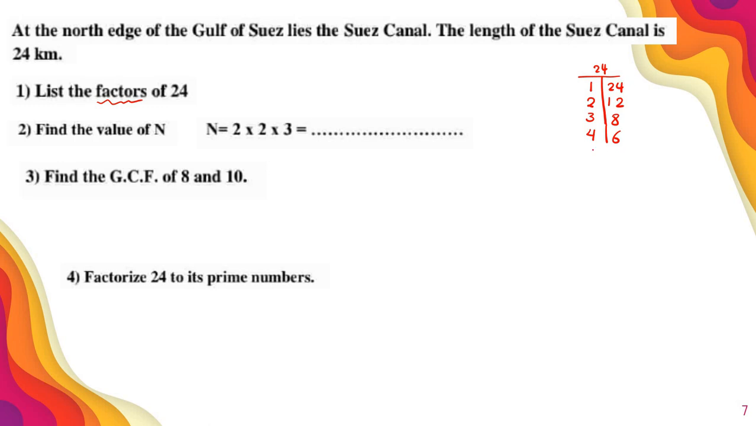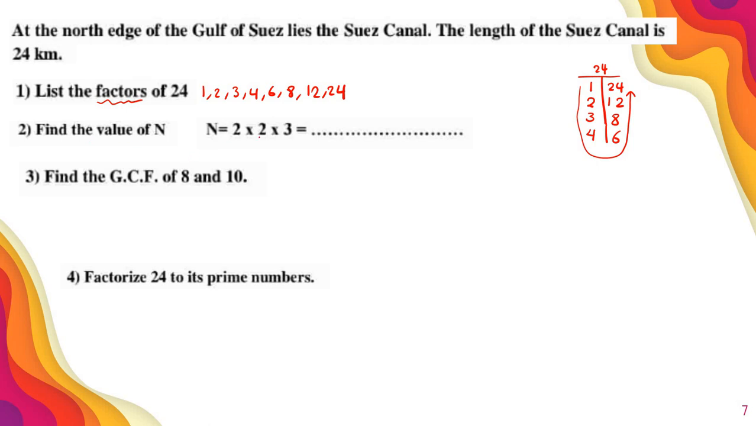Then do I have to write 6? No, I can't repeat any factors. So I have to stop and write them from least to largest. So the factors of 24 are 1, 2, 3, 4, 6, 8, 12, and 24. These are the factors of 24.